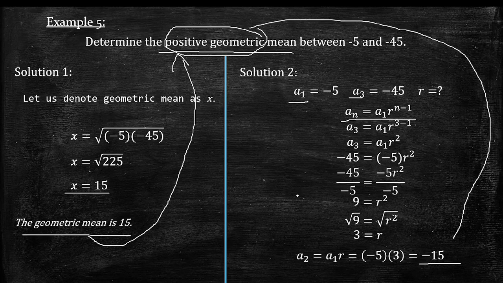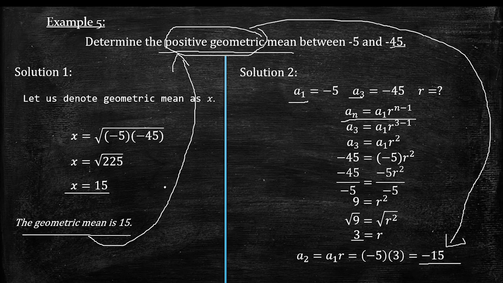Pero kung i-check natin siya, class, hindi niya lang na-meet up yung requirements, pero tama pa rin yung sequence. Kasi for example, we have the common ratio na positive 3. So, negative 5 times 3, the answer is negative 15. Then, negative 15 times positive 3, the answer is negative 45.